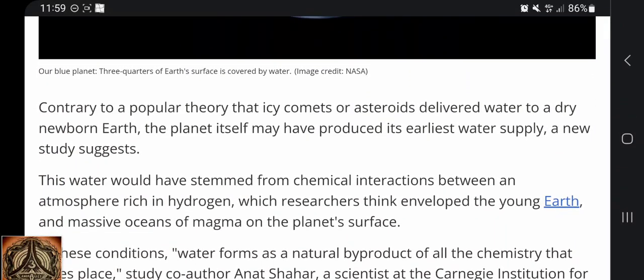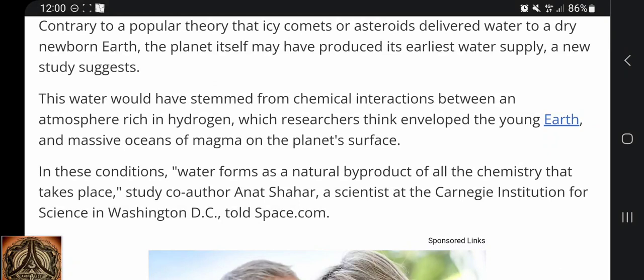Contrary to popular theory that icy comets and asteroids delivered water to a dry newborn Earth, the planet itself may have produced its earlier water supply, a new study suggests. Yeah, if Earth grows until it reaches a certain size, there could be a possibility that there is less water because the spherical symmetry of the whole thing would not really anymore support this kind of surface water feature.